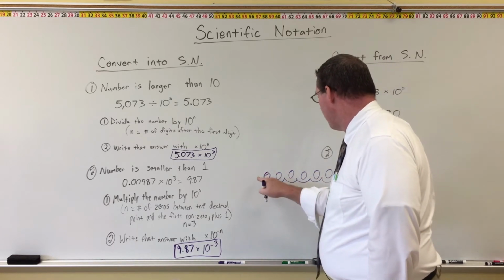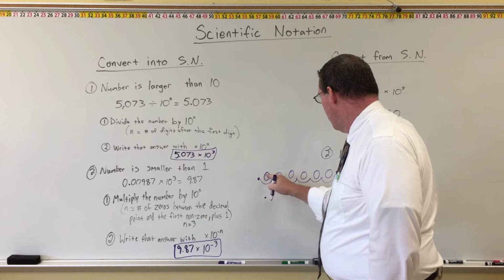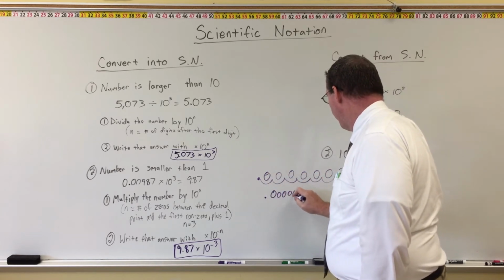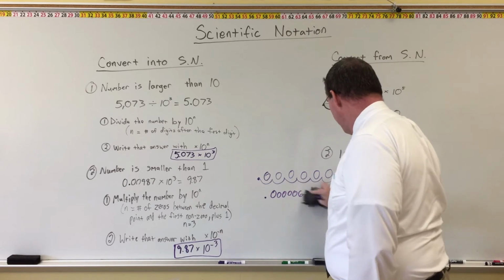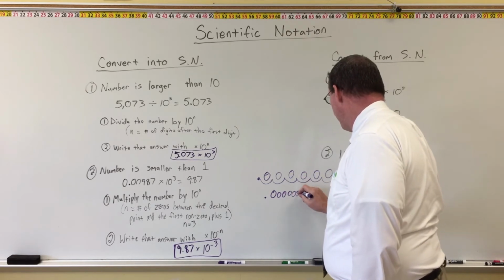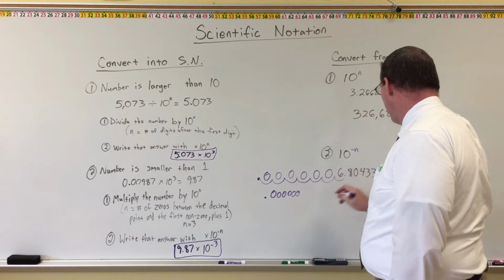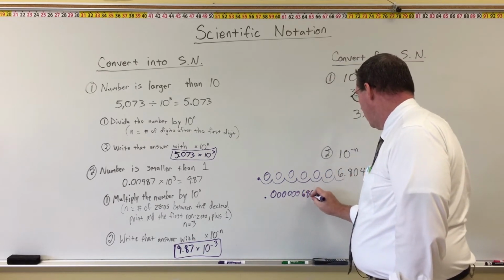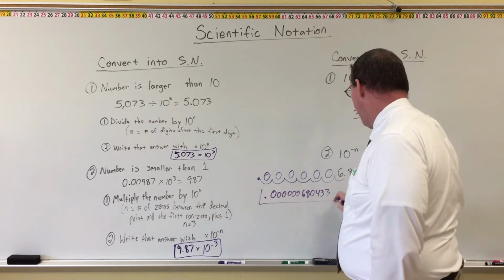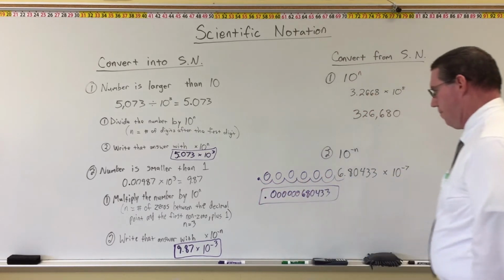1, 2, 3, 4, 5, 6, 7, and put a 0. And so our final answer is 6 zeros: 1, 2, 3, 4, 5, 6. Then 680,433. And that now is your final answer. Okay?